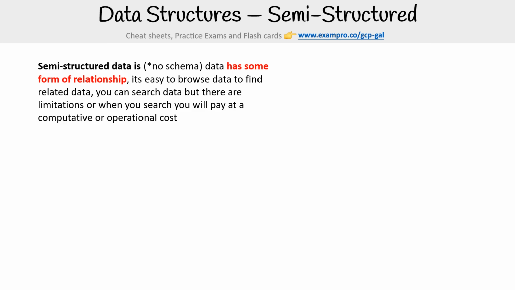So let's take a look here at semi-structured data, which basically has no schema, and the data has some form of relationship. It's easy to browse data to find related data, and you can search data, but there are limitations, or when you search, you will pay a computational or operational cost.